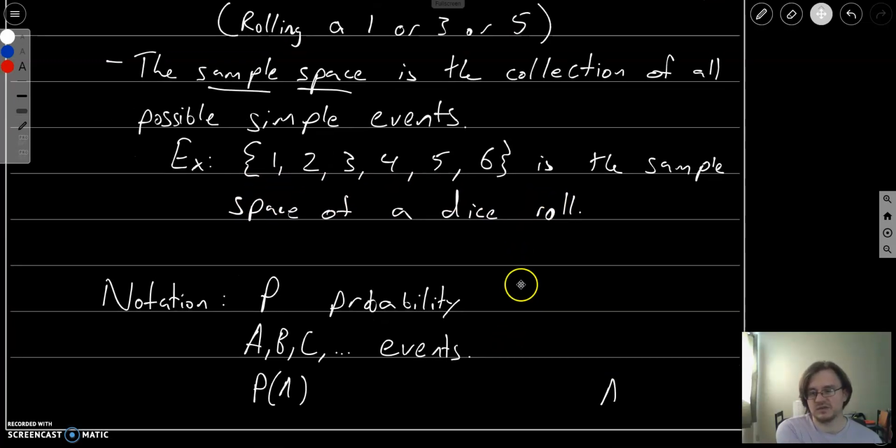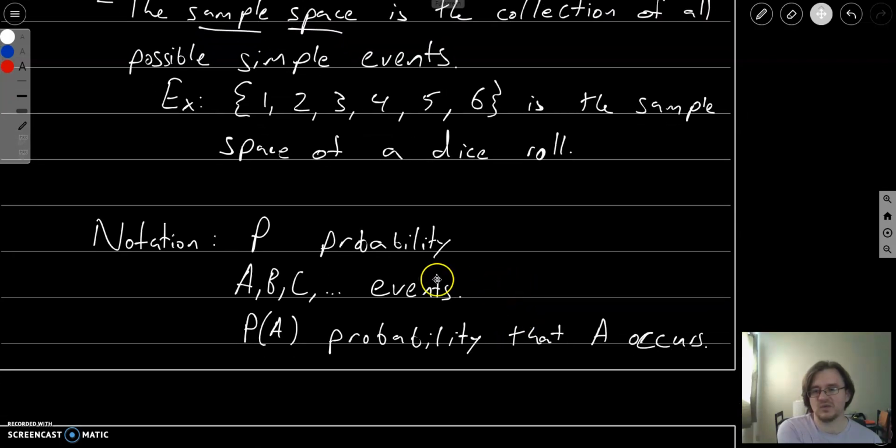So some notation. We'll use a capital P to represent probability. We normally represent events with capital letters, although this is just convention. We don't have to. When we write P and then parentheses A, we mean the probability that A occurs. So the probability of A. And we will be looking at how to calculate this, how to estimate this throughout this chapter.